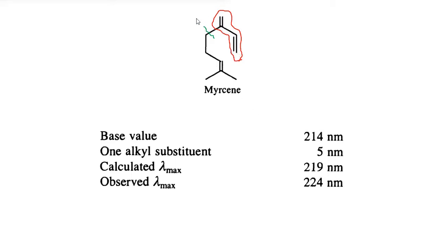It is an acyclic conjugated diene system which has a base value of 240 nanometer. There is only one alkyl substituent, which is marked in green curve. That is why a 5 nanometer increment is to be added, and the total calculated lambda max of this molecule will be 245 nanometer. Okay.